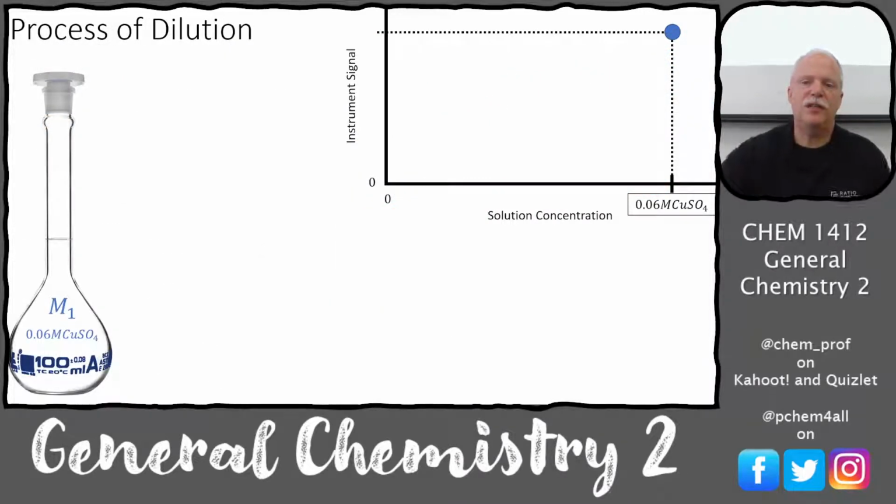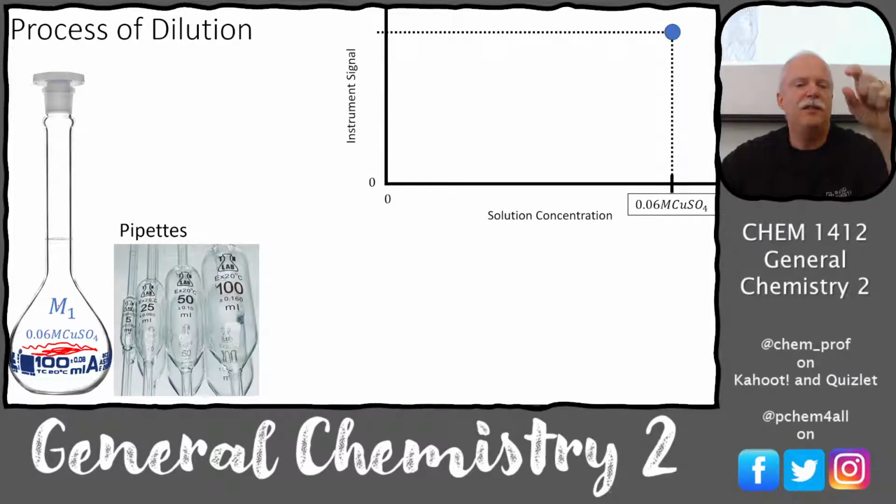So this is the process of dilution. We have our stock solution that we made. Right here, the 0.06 molar copper sulfate, that's the concentration in our stock solution. And so we're going to call that M1. Now, how can we take a very accurate amount of volume out of here? Well, we have these things called pipettes. And so the larger volume pipettes are these glass pipettes that you can see the marks on here. You have the 5 mil pipette, 25 mil, 50 mil and 100 mil pipettes.